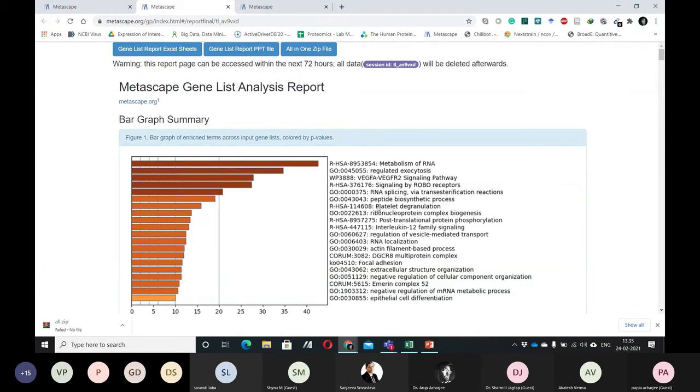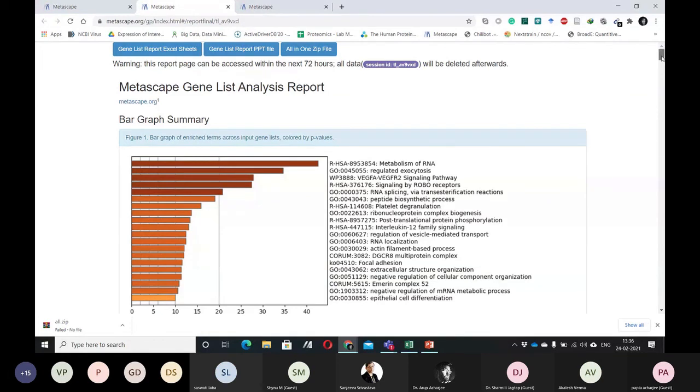Now, interesting things you just need to study as we go down. You see, it is showing platelet degranulation, interleukin 12 family signaling, right? These are very trademark signals that this is a disease pathway. Platelet degranulation won't happen in a healthy patient.